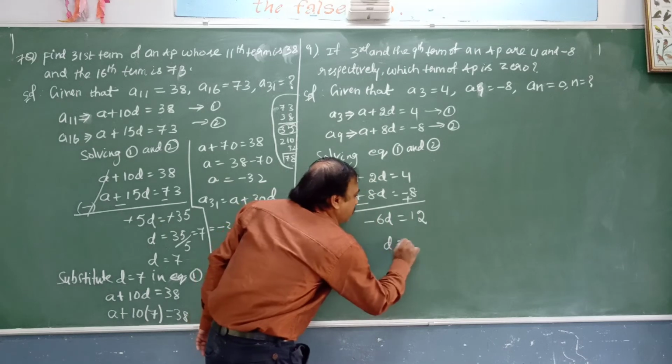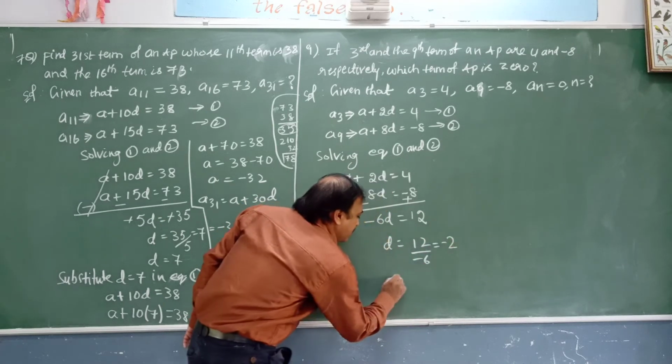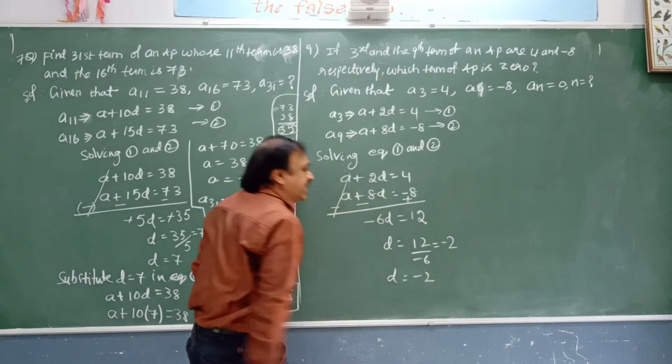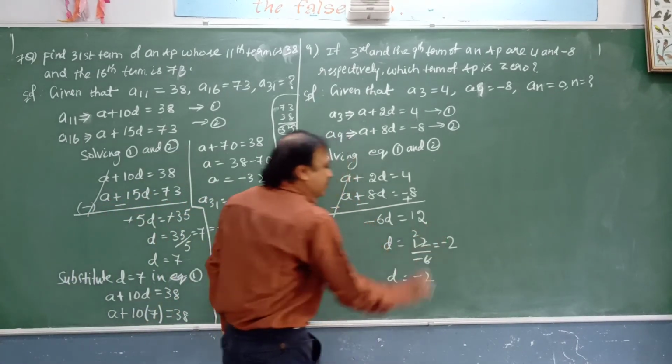Plus 2 minus 8 is minus 6, and 4 plus 8 is 12. Then d is equal to 12 by minus 6, which will be equal to minus 2. So d is equal to minus 2. Have you got minus 2? 6 1s are 6, 6 2s are 12.